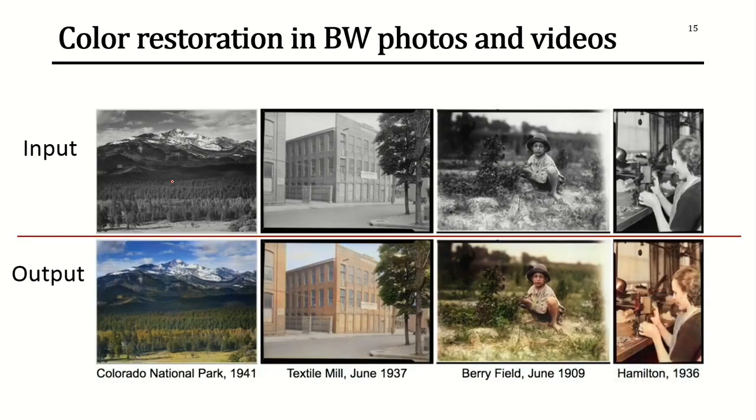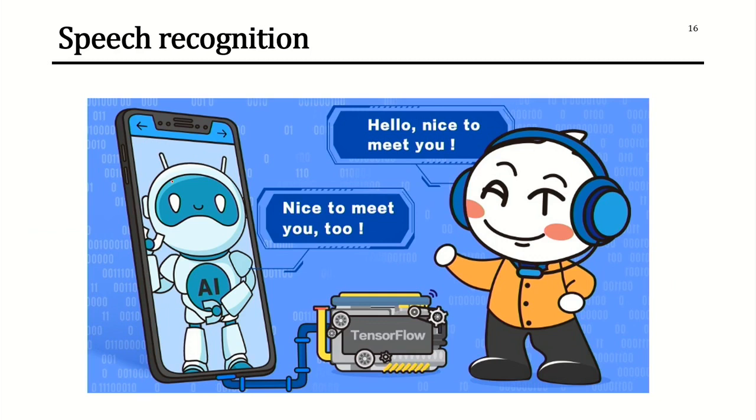And next, it is an application in image processing again. It is about color restoration in black and white photos and videos. From the inputs, photos and videos, we have black and white, because in the past we may not have had digital cameras. As a result, we can restore the colors using this application. Next, it can be used in speech recognition.